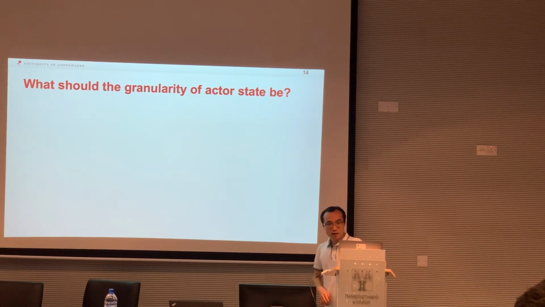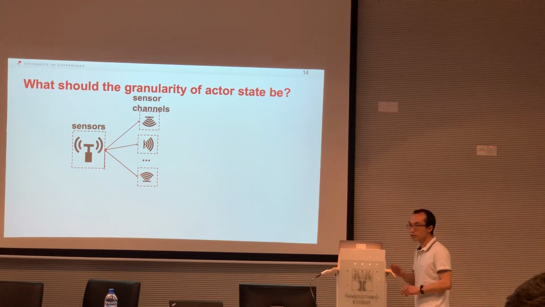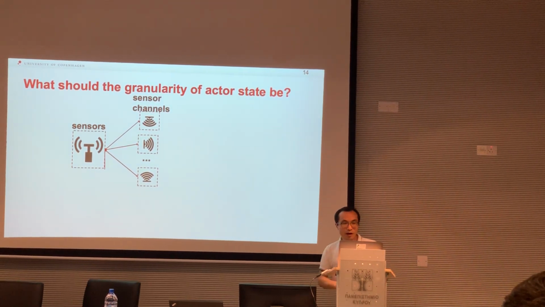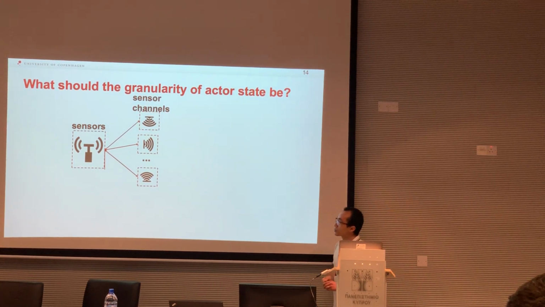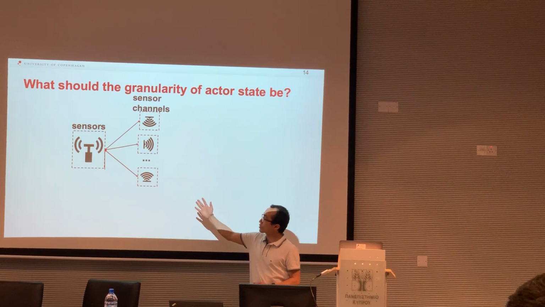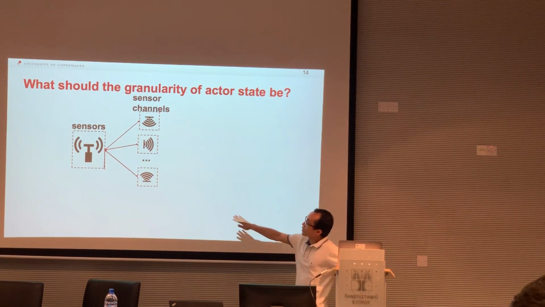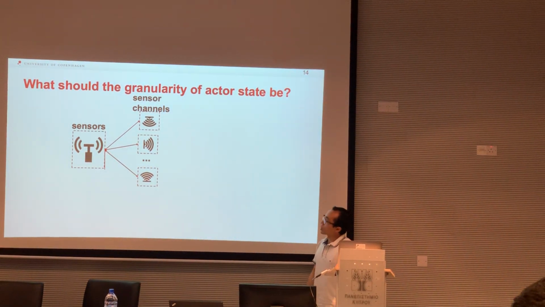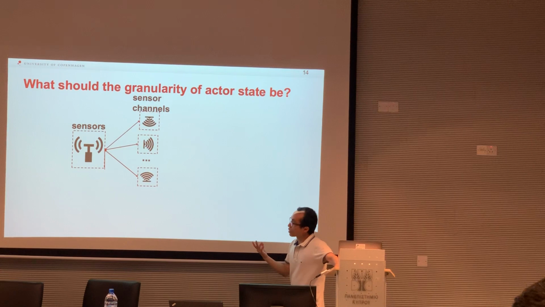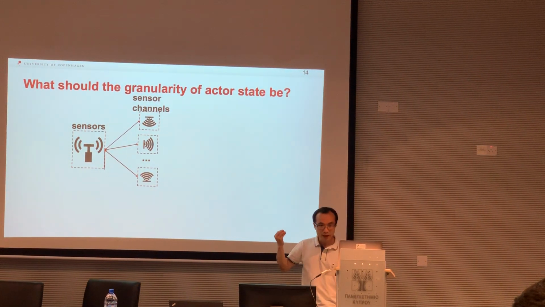The next thing we find that we have to be careful about is the granularity of an actor state. If you look at this example, a sensor usually contains several sensor channels. We can model each sensor channel as an actor. That's one way to do it. But the other way is that all the sensor channels are aggregated together as an actor.